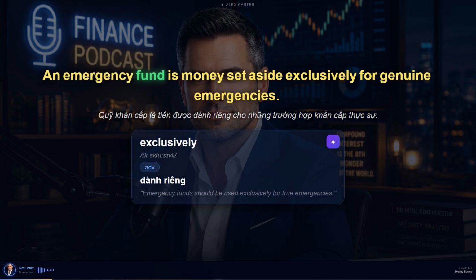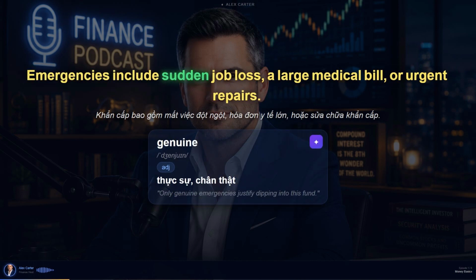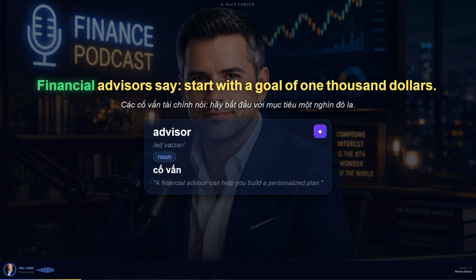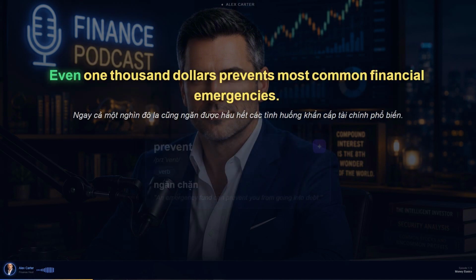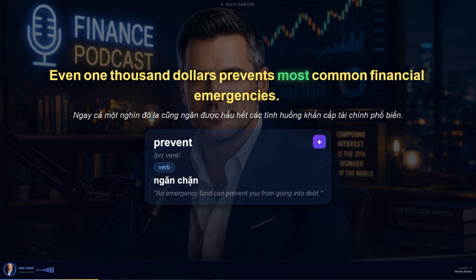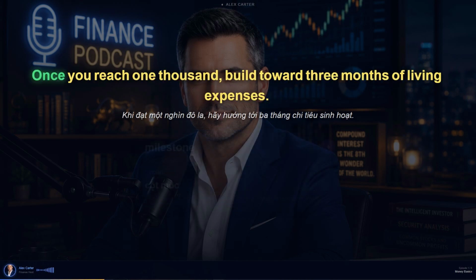An emergency fund is money set aside exclusively for genuine emergencies. Emergencies include sudden job loss, a large medical bill, or urgent repairs. Financial advisors say, start with a goal of $1,000. Even $1,000 prevents most common financial emergencies.